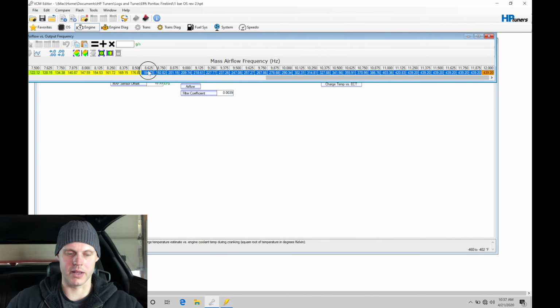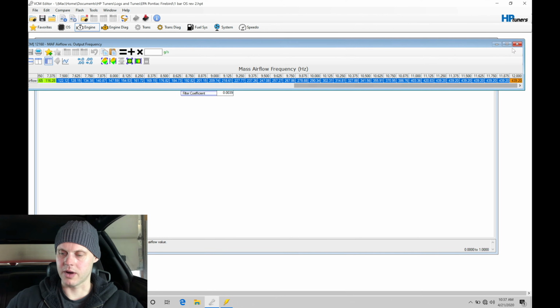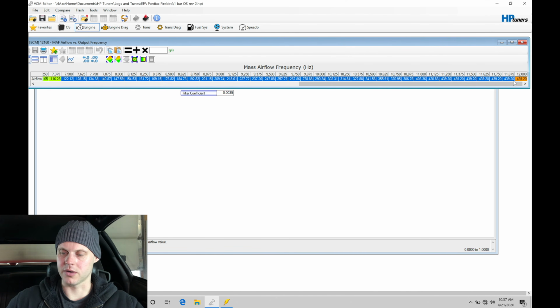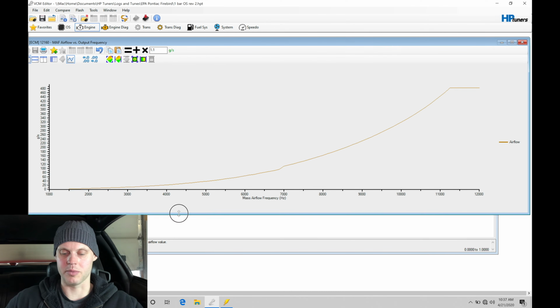So let's just highlight here from, grab as much of the table as we can get here in our highlighting. All the way to the top of the table to roughly 7. And we're going to type 1.1. We're going to be reporting 10% more airflow or grams per second entering the motor there. Now, when we do that, watch what's going to happen here to our MAF curve, which you need to be careful of.